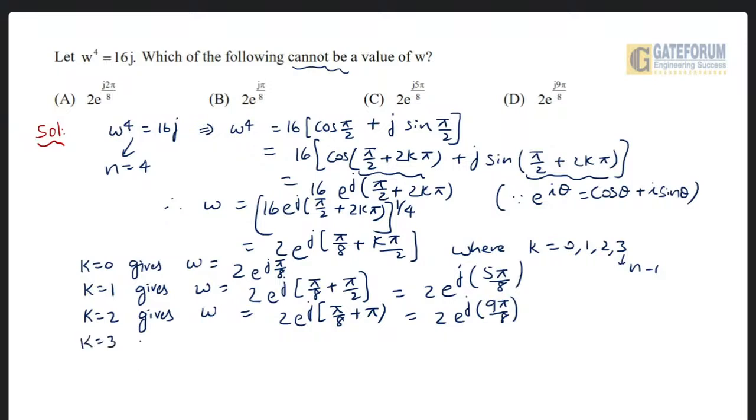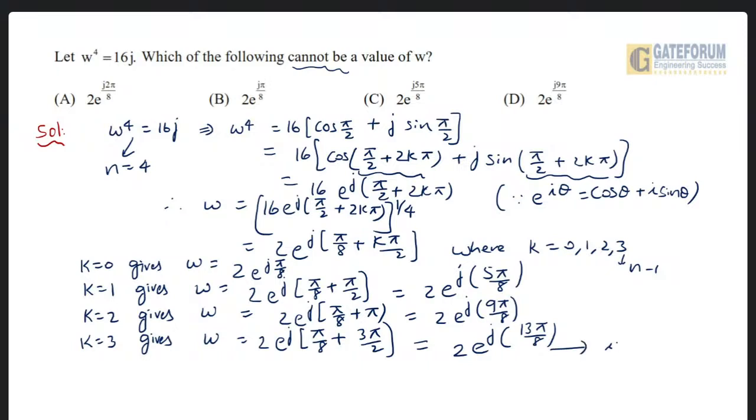k is equal to 3 gives w is equal to, putting k is equal to 3, 2 times e to the power j into (pi by 8 plus 3 pi by 2). LCM is 8. So 1 pi plus 4 into 3 is 12, 12 plus 1, 13 pi. Finally it simplifies to 13 pi by 8. So this is not in the options.